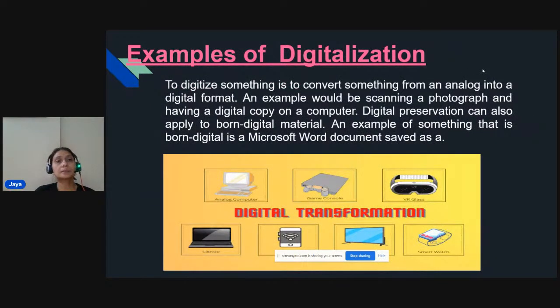Now, my second slide comprises the examples of digitalization. When we are talking about examples of digitalization, it can be anything. We can convert analog to a digital platform, like when we have a photograph in our hand, we can scan it and keep it on an online platform. If we want to fill up forms, we can do it online, we can attach all the documents online, and that processing will be fast.